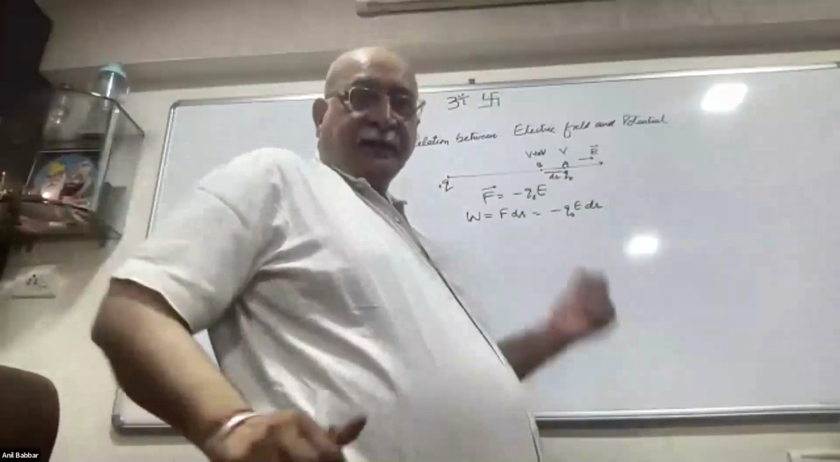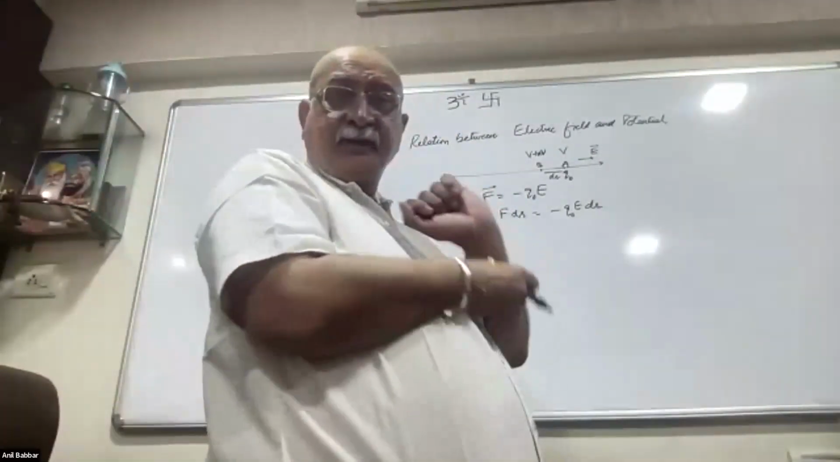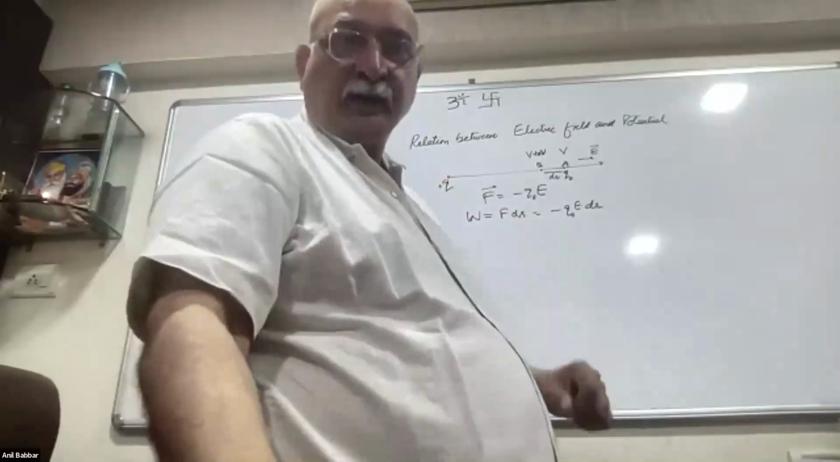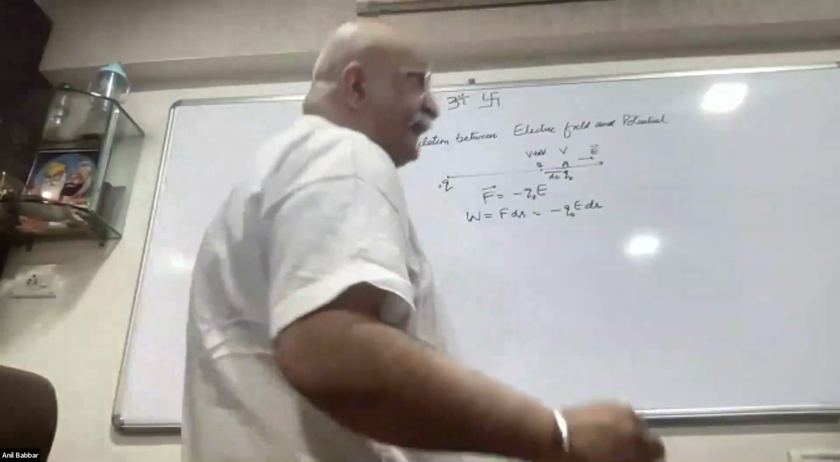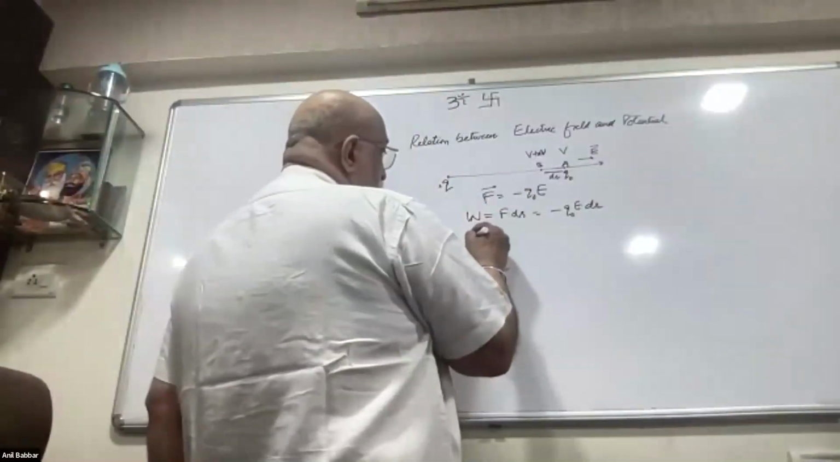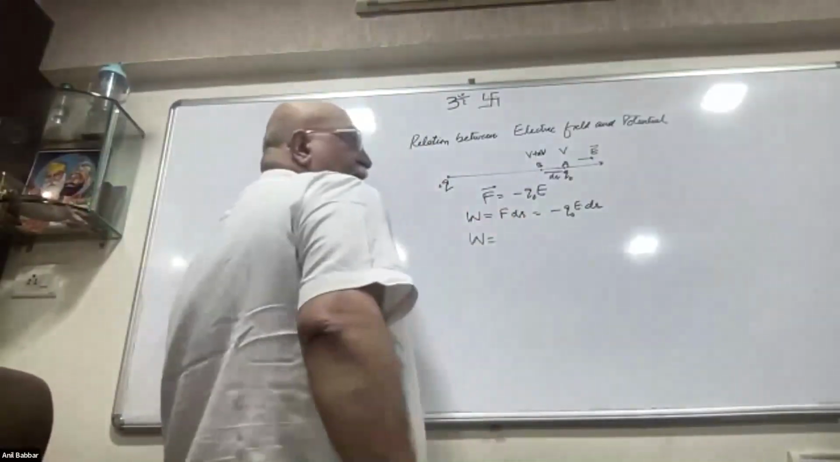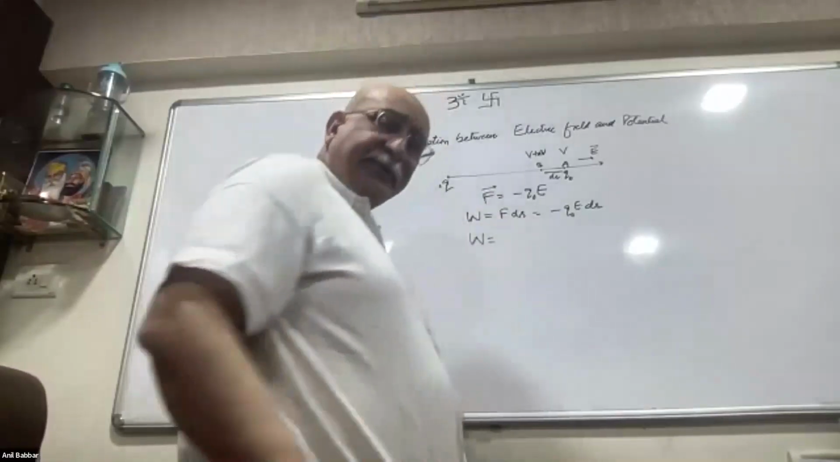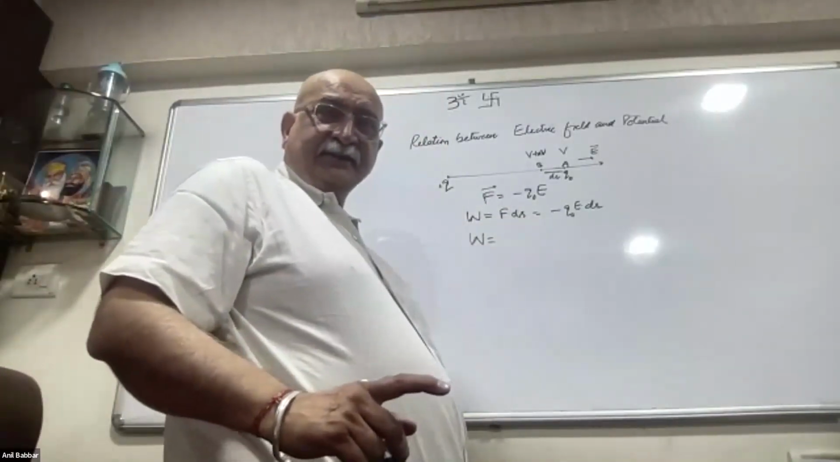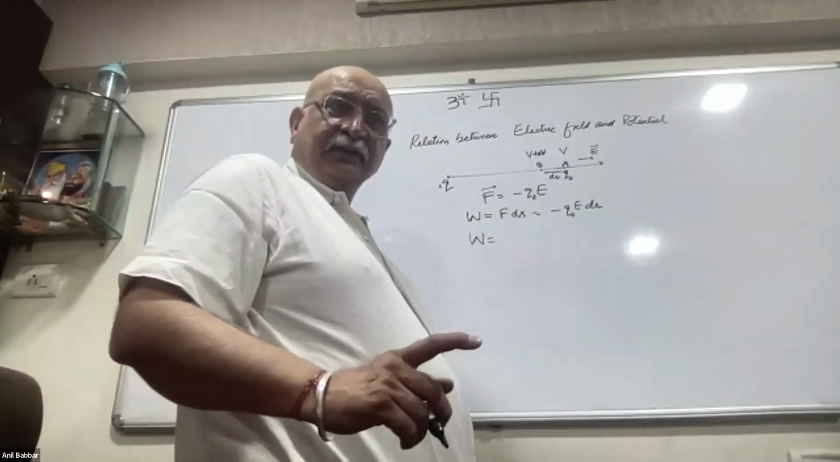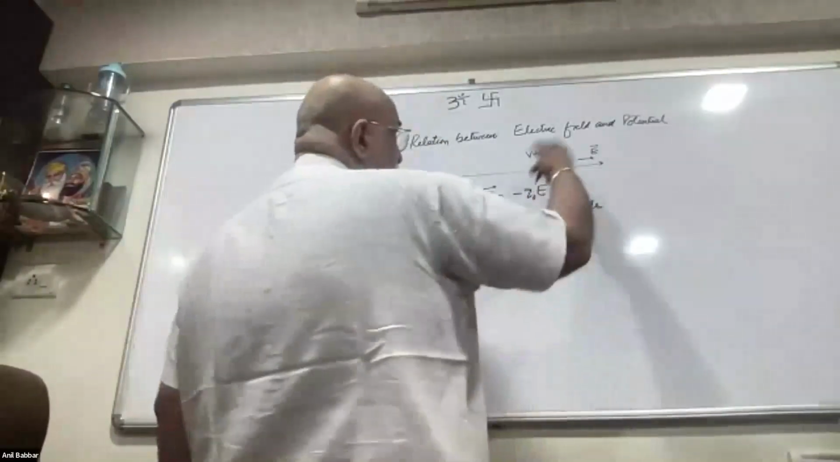Right? And we know the work done in moving the test charge from A to B is also given by, from the definition of potential, the work done on a charge. So this work done is equal to charge into the potential difference, VA minus VB.